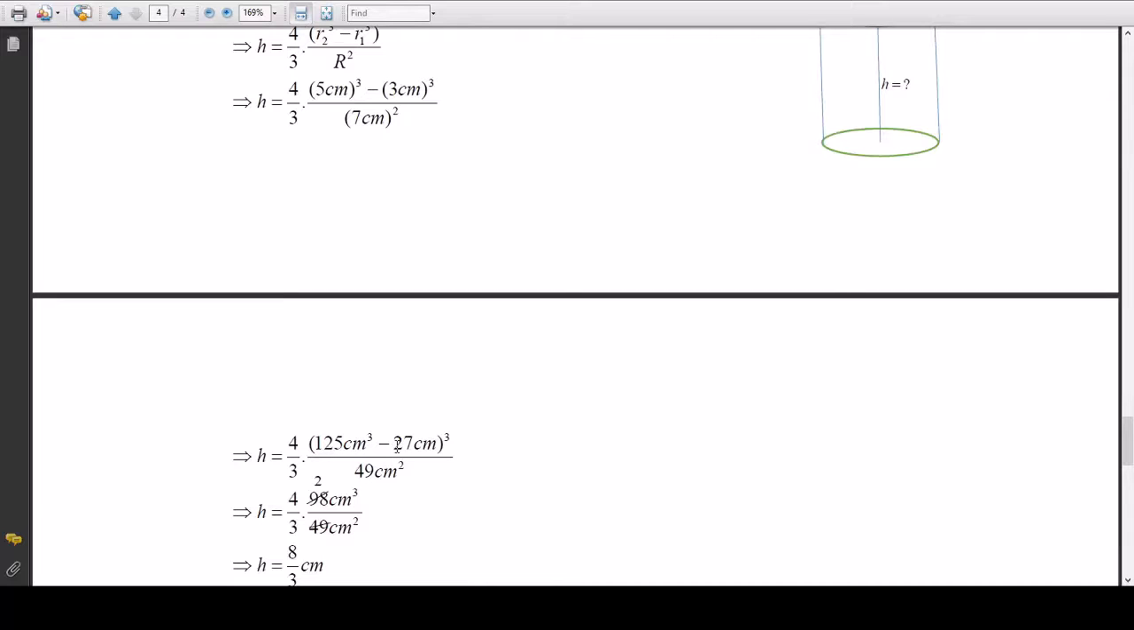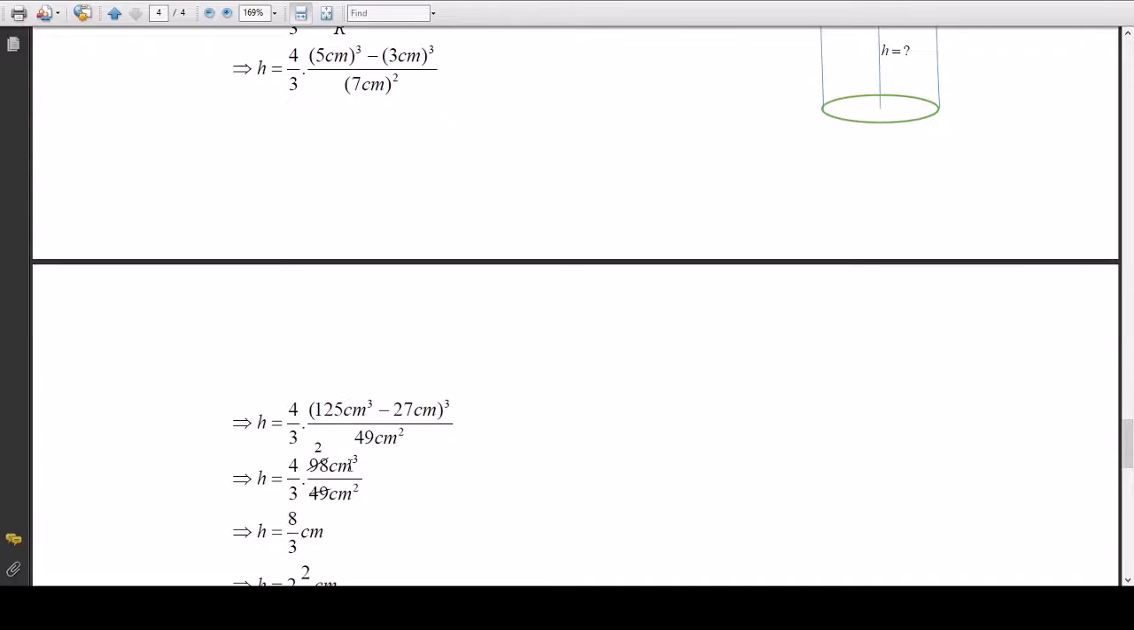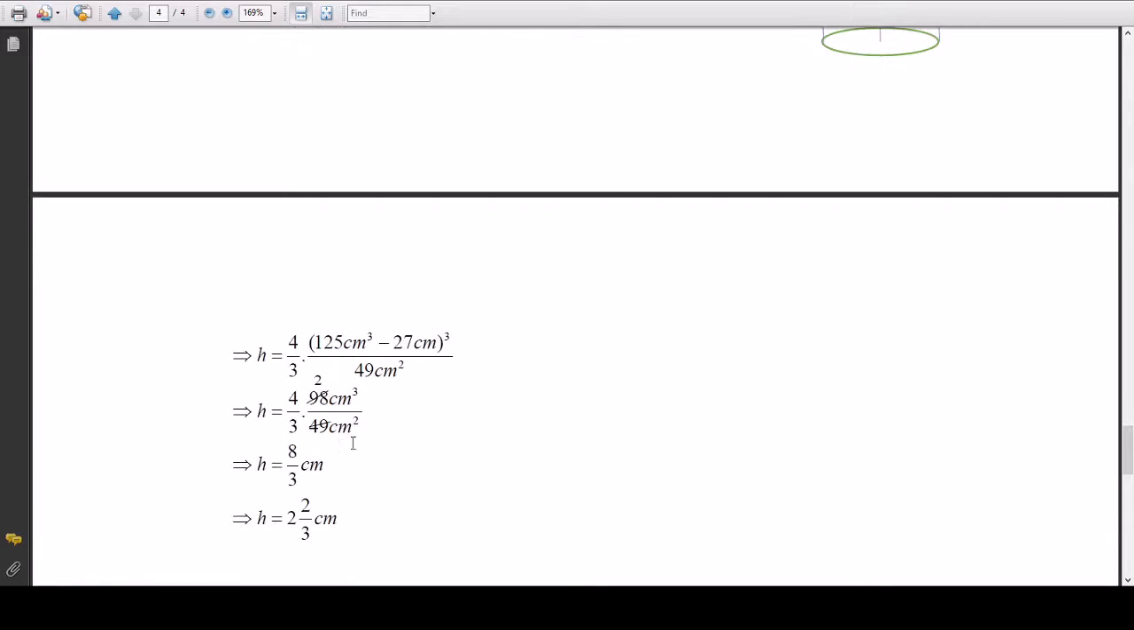That means h will be 4 by 3 times (125 minus 27) by 49. 125 minus 27, you will get 98. In the denominator you have 49. Here is centimeter cubed by centimeter square; cancelling, you will get centimeter remaining. Now 98 divided by 49 is 2, and 2 multiplied by 4 is 8, so 8 by 3. If you divide 8 by 3, you will get 2 by 3 centimeter, and in improper fraction form your height will be 8 by 3 centimeter.